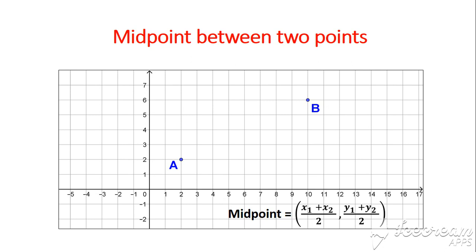So if we take a look at this example again, point A has moved across in the x direction and moved in the y direction, which we're going to call x1 and y1. Point B has moved across in the x direction and moved in the y direction, and we're going to have this coordinate written as x2, y2.